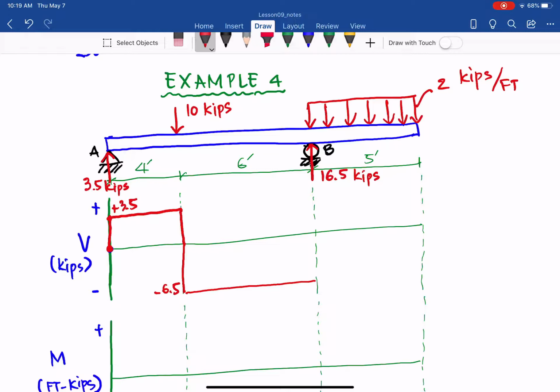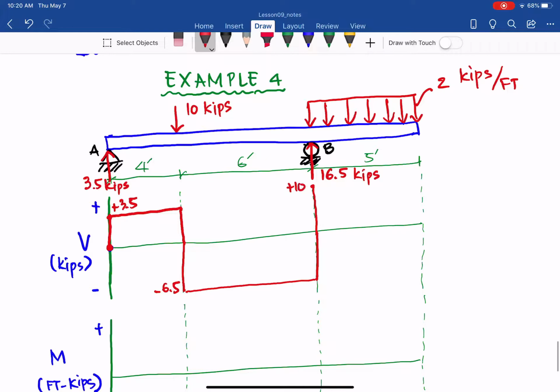And then 16.5 kips goes up at B. It will cause a discontinuity in the shear diagram and move up. So that's 6.5, so you go up to here, that's already 6.5, and another 10 to make 16.5. So that point here will be plus 10, because negative 6.5 plus 10, it becomes 16.5, and go up there.